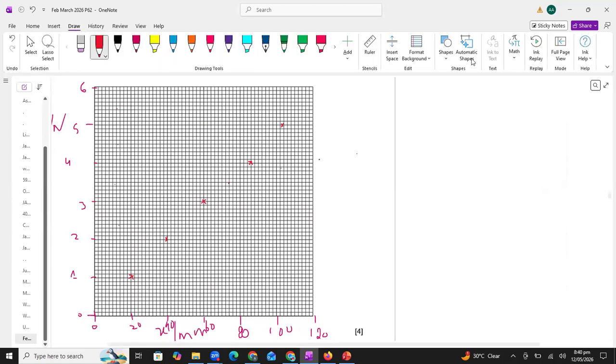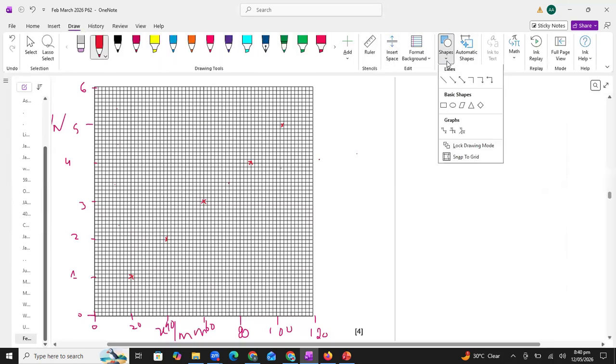Why can't I find the straight line, students? Oh, this one. Sorry, beta. So we have to draw the straight line here. Which type of line will we get? Any idea, students?